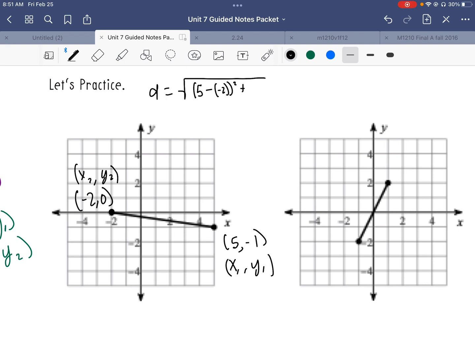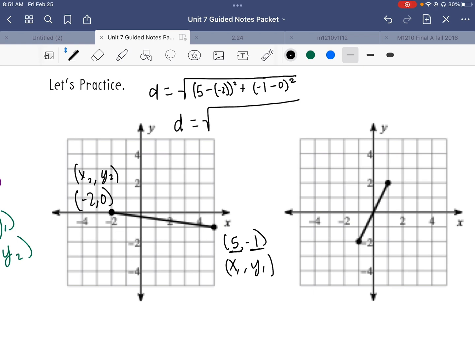plus, then we're going to do the y's. So if we started with 5, we need to start with -1 on this one. So -1 minus 0 squared. Okay. So then we got to simplify. Now you can put this whole thing in your calculator just like that, but I think it gets a little bit confusing. I think it's easier if you simplify first.